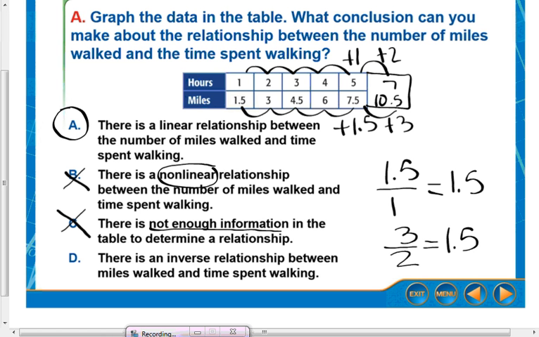So if I see the word nonlinear, that's wrong. Not enough information? No, there's plenty of information. Now, inverse. Inverse is the idea that one thing is increasing while the other is decreasing. And both of these are adding every single time. So if we had something that was adding and decreasing, then maybe we would be looking at an inverse relationship. But you can be inverse and linear.